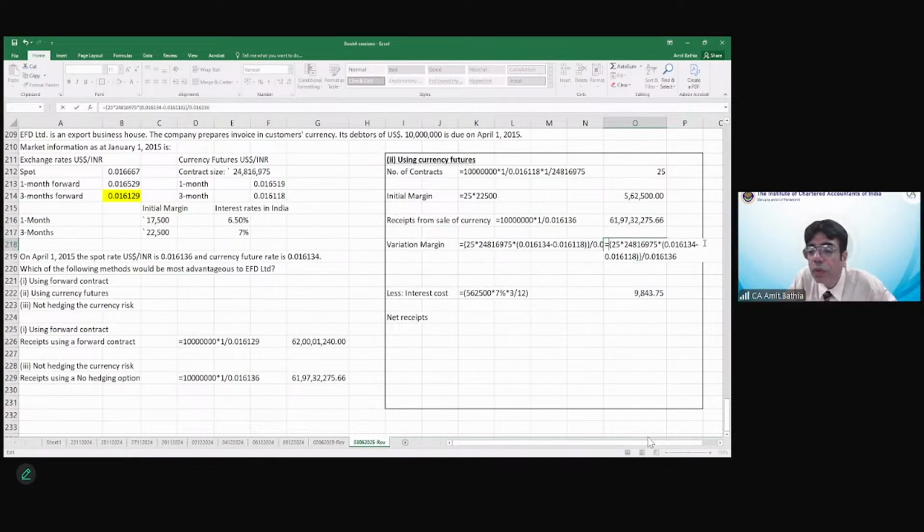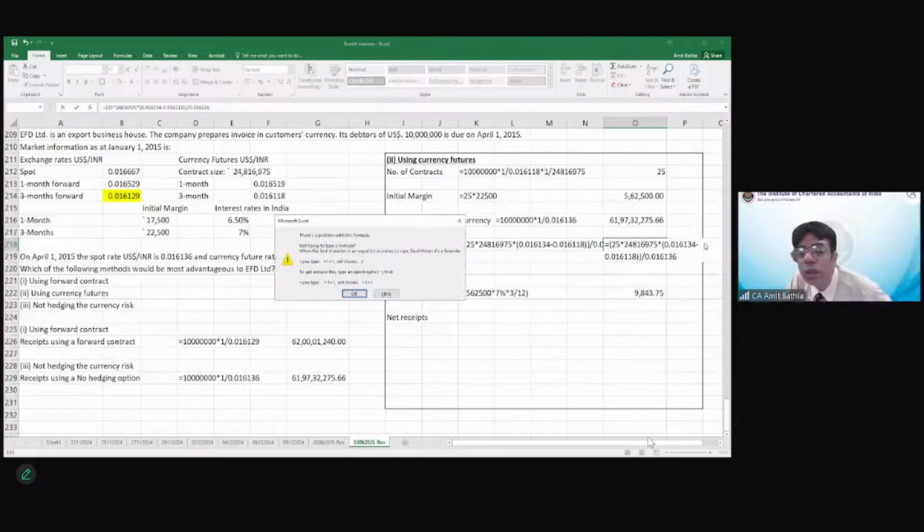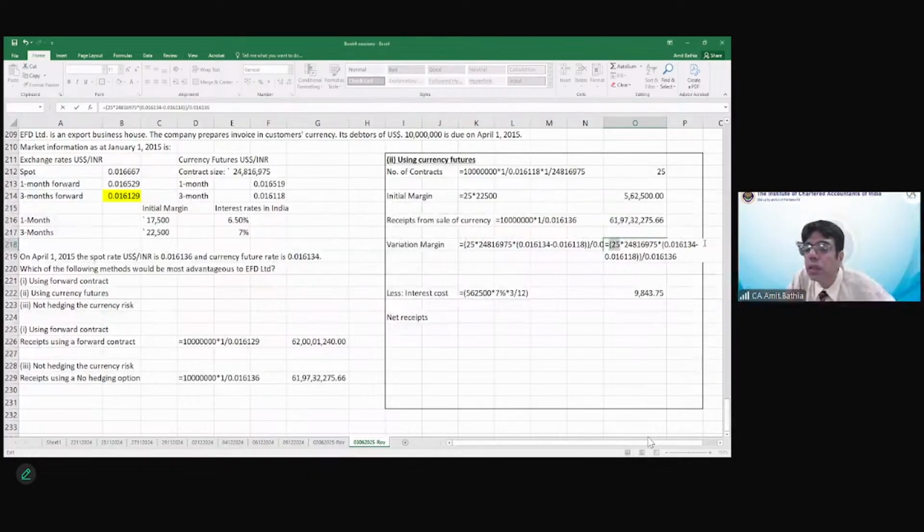There is nothing before equal to, after equal to is there. Have I closed the commas? Seems to be the problem. When the first character is an equal to or minus sign, Excel thinks it's a formula. It is a formula. Okay, let me change the bracket.